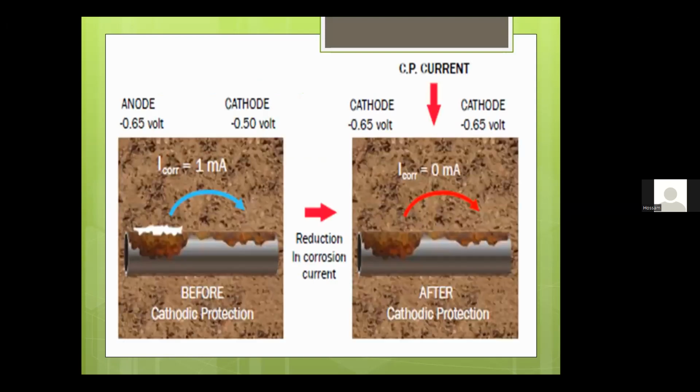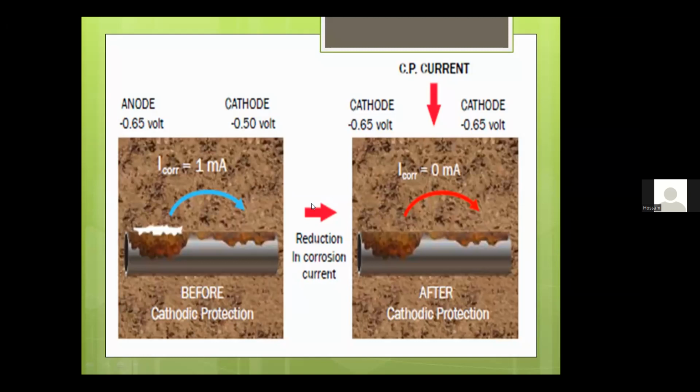Here, we can see a corrosion cell before applying cathodic protection on the left. Here is the anode, and here is the cathode. The corrosion current is 1 milliampere. We can see the potential of the anode site is negative 0.65 volts, and the potential of the cathode is negative 0.5 volts.